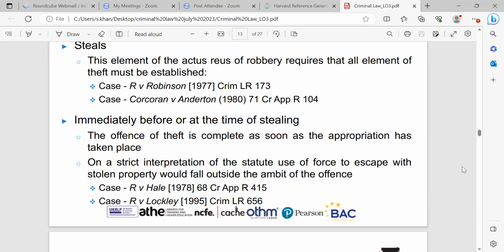The decision in this case was that R v Hale had not been overruled on the point in issue by the decision in R v Gomez. For the purposes of robbery, appropriation is a continuing act, and it is for the jury to decide whether the theft is complete prior to the use of the force. The defendant's conviction for robbery was upheld.